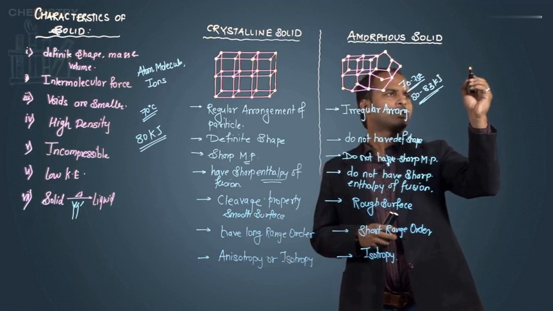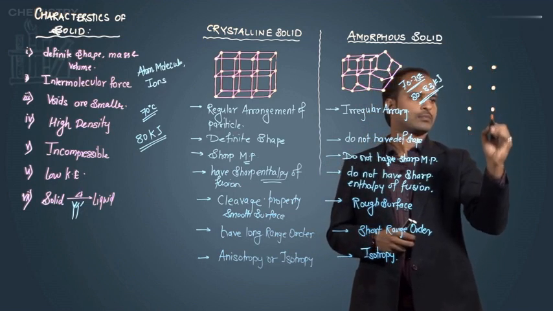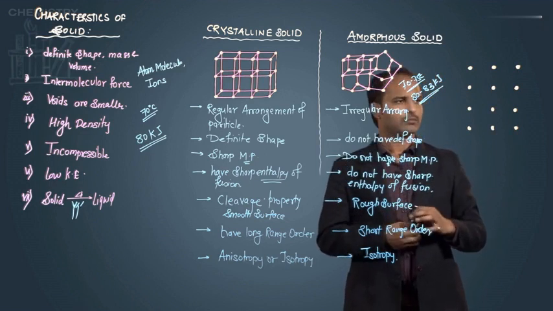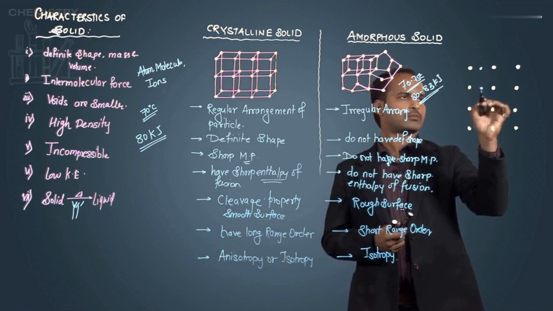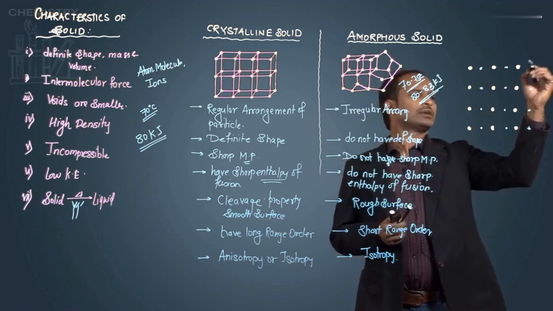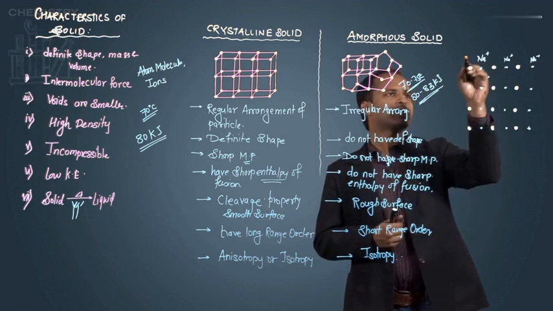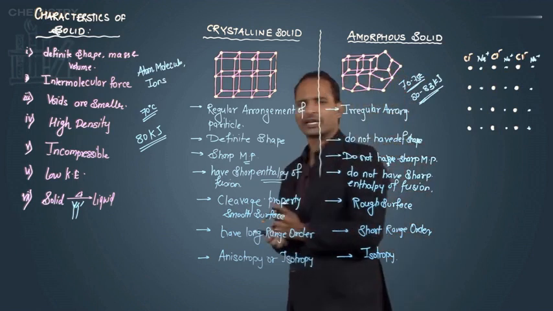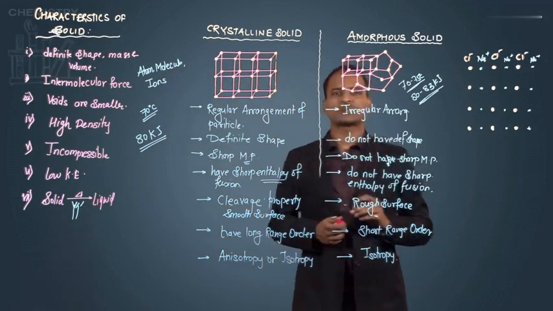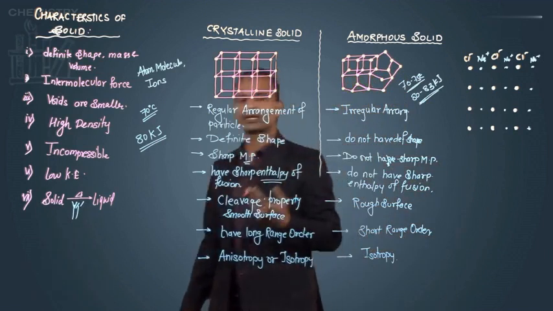Suppose I have a crystalline solid like NaCl. Let these be Na plus ions and these be Cl minus ions. That is NaCl, which is made up of a cation and an anion, and there is an ionic bond between them. Now in the case of NaCl, when certain physical properties are measured, it has been observed that the property keeps on changing. For example, suppose I want to measure the electrical conductivity, thermal conductivity, or refractive index.